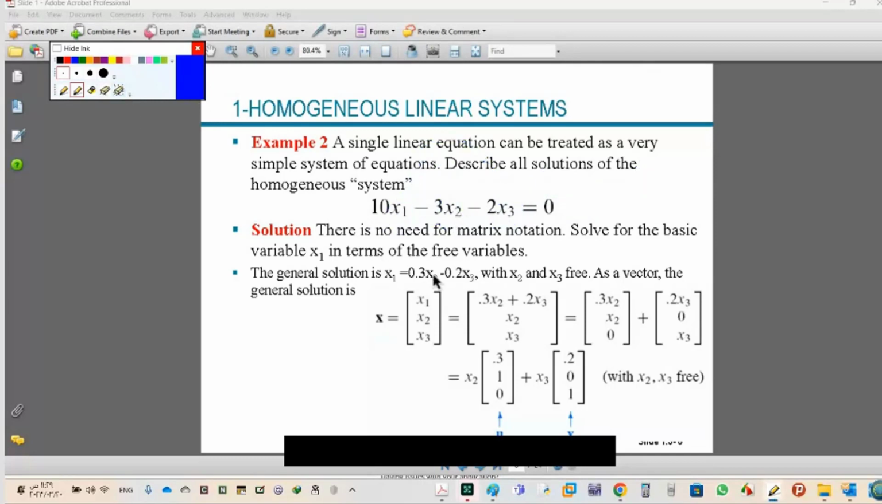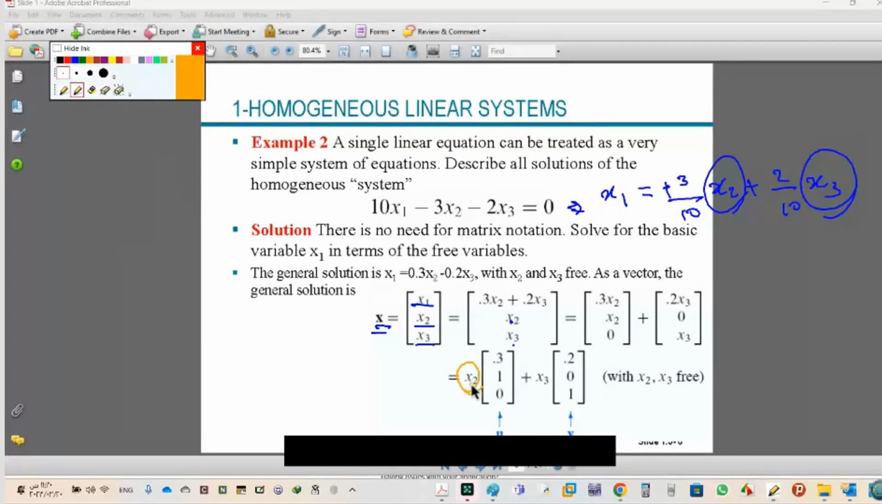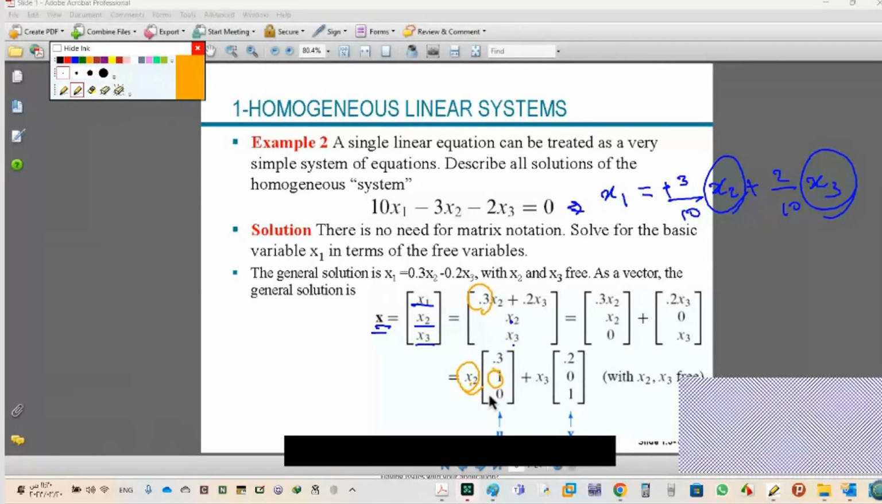How can we do this? I see here x2 and x3 are free variables. So we can write x1 on the other side equals 3 over 10 x2 plus 2 over 10 x3, and these are free variables. Here we have two free variables. How can we write it as a vector? x here, x1, x2, x3. So it is 3 over 10, 1, 0 times x2 plus 2 over 10, 0, 1 times x3. We can isolate x2 alone, x3 alone.